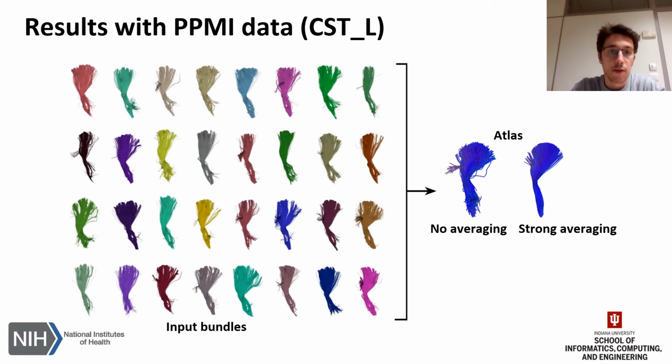Similarly, with the corticospinal tract, here we have the 32 input bundles and the atlases we created. We see that the atlas with no averaging is rather noisy, but if you look carefully, the input data is itself noisy. So if we are not averaging anything and we are just aligning the bundles and selecting streamlines randomly, it's expected that we will obtain noisy results because the input data looks like that. What we can do here is, of course, apply stronger averaging to obtain cleaner results.